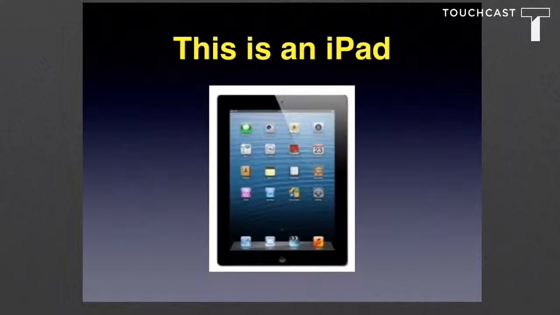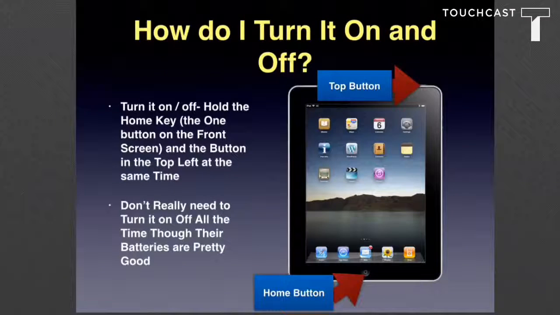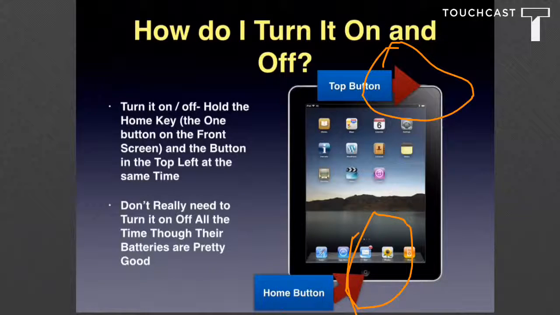So, the first thing to know is this is an iPad, and there will be a whole bunch of them in your school very soon. Now, the first thing everybody wants to know with an iPad is how do I turn it on and off? To turn it on and off, you're going to hold down this button up here on the top of the iPad and this button right here. The top button is a power button, the bottom button is a home button.